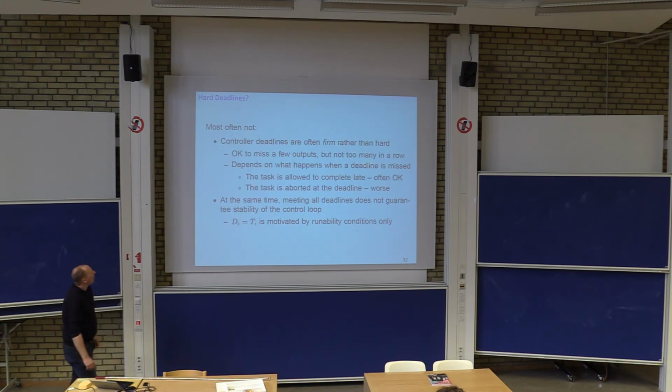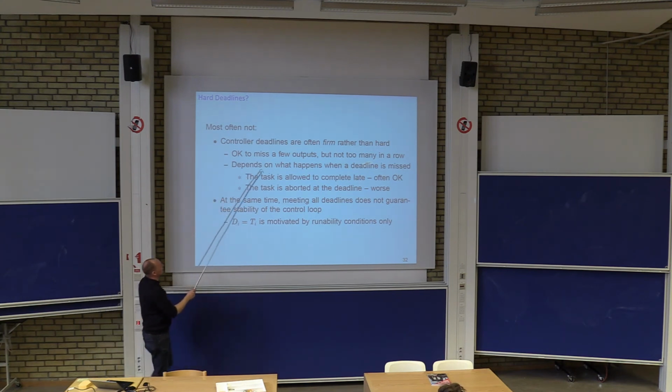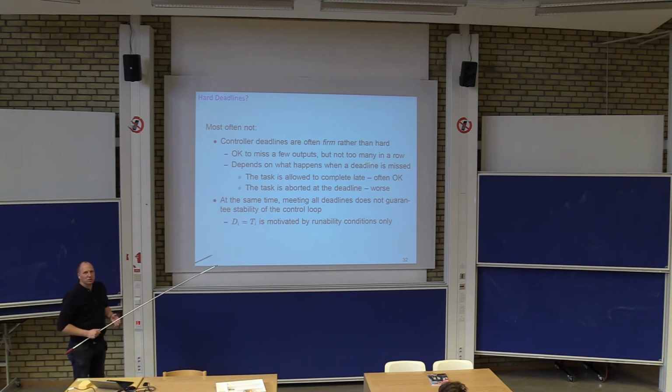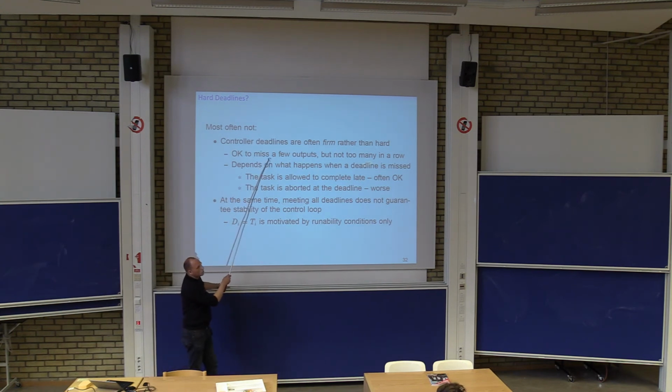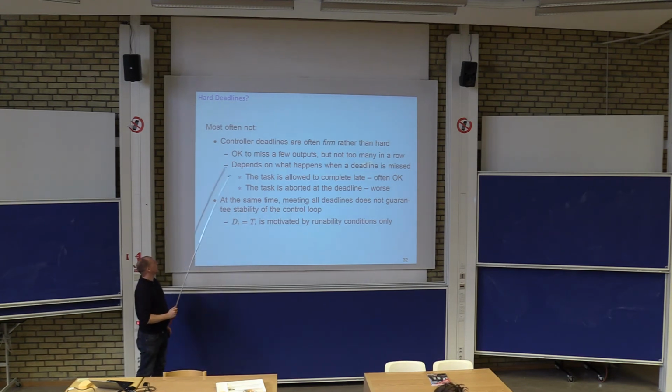And then, do we have hard deadlines? For these type of control problems, as we discussed before, the deadlines are often firm rather than hard. So it's okay to miss a few outputs. The world will not end if you do that. But we don't want to do it too many times. And of course, what you can allow or not depends on the process itself. For example, in unstable processes, it's much worse to miss deadlines than if the process itself is stable.